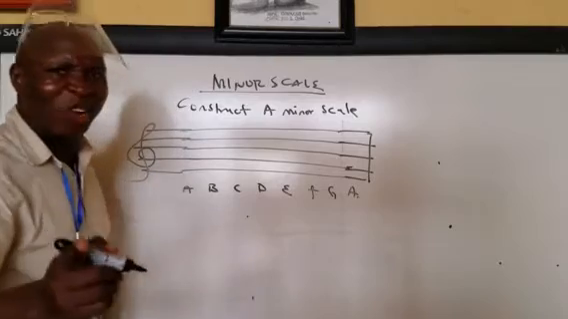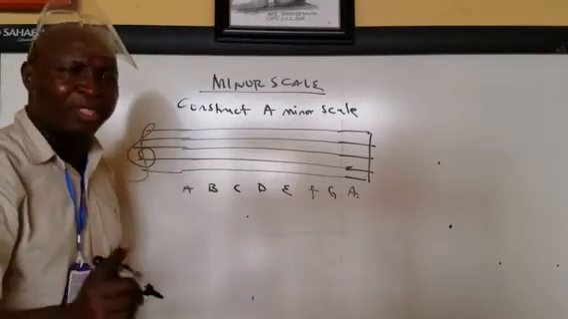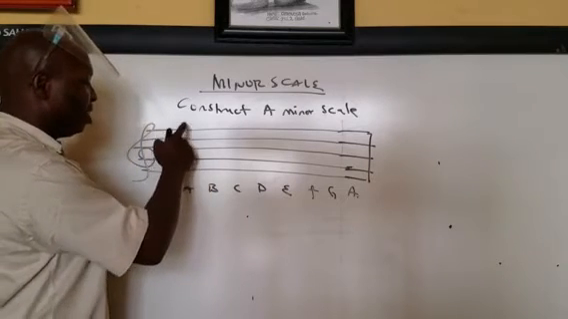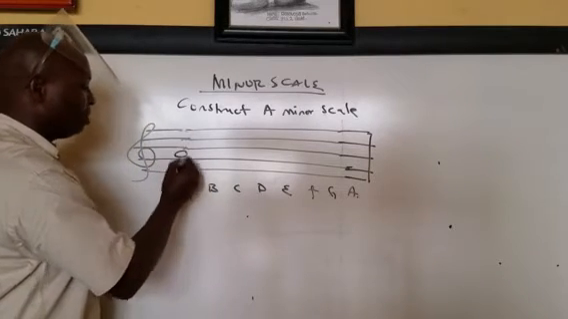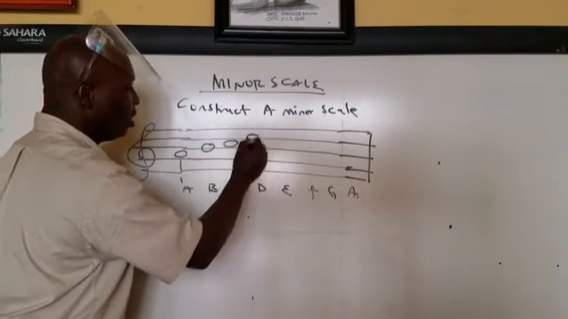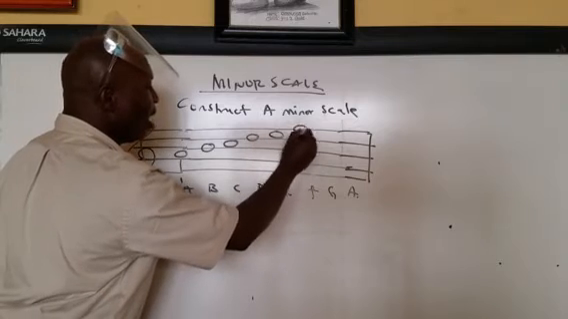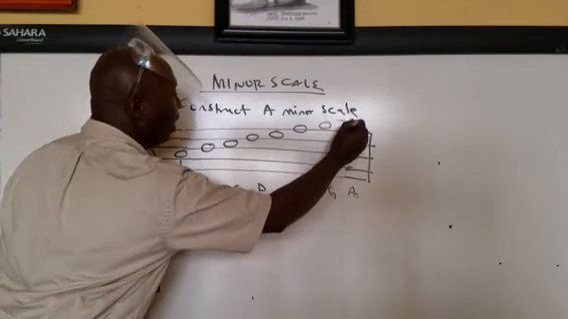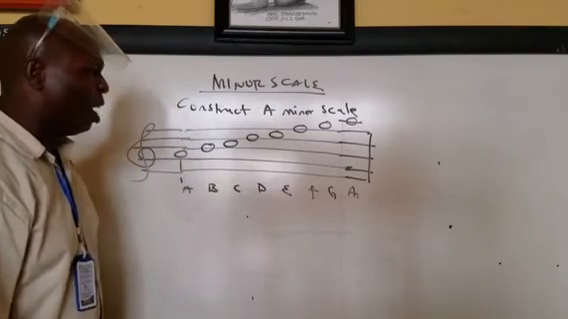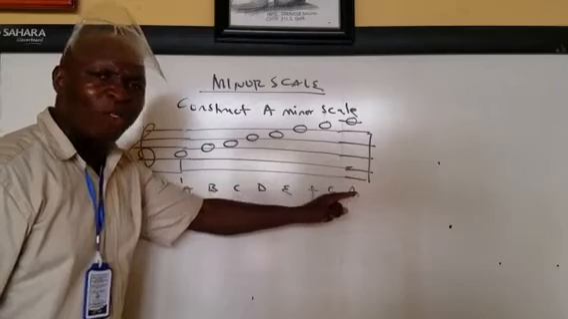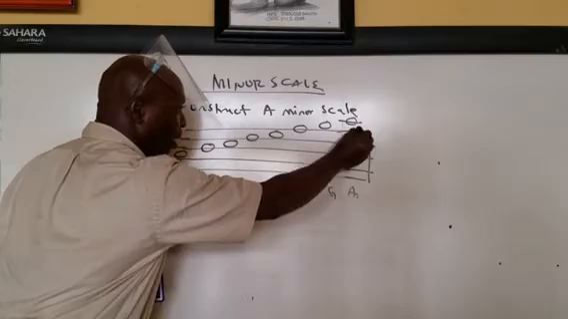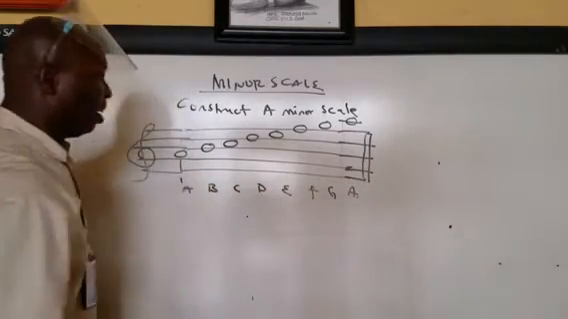Where can I find A on the stave? I hope you know your lines and spaces. Every Good Boy Deserves Favor for the lines, and the spaces F, A, C, E. So definitely this is my A. A, B, C, D, E, F, G, and the line A. Before we continue, at the end of every scale construction, I must put my double bar line, which shows it has ended.